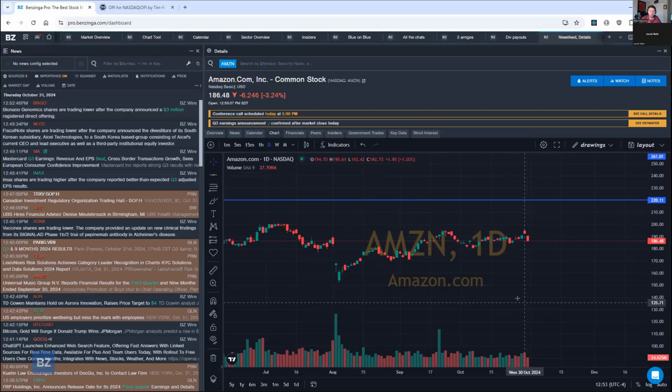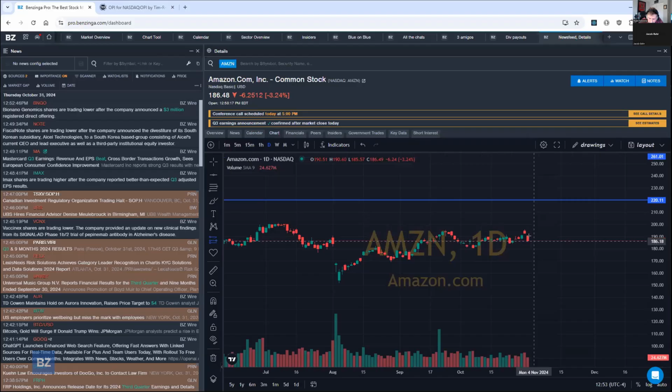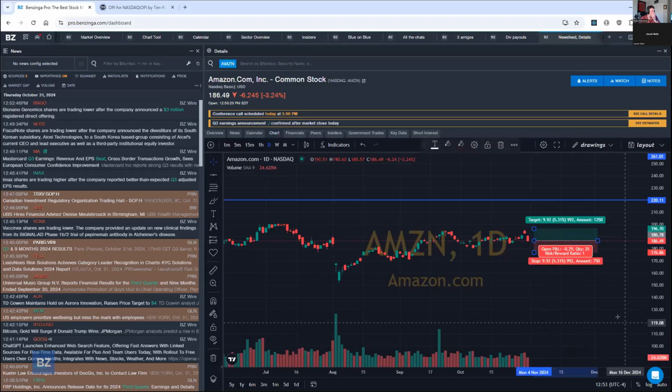Well, there's another helpful tool in here in Benzinga Pro. If we use one of the other drawing tools, in this case, we're going to select the long position. And we're going to click right where the price is today. In our hypothetical example, we bought the stock right here. And now this tool can help us determine what an acceptable risk to reward is.